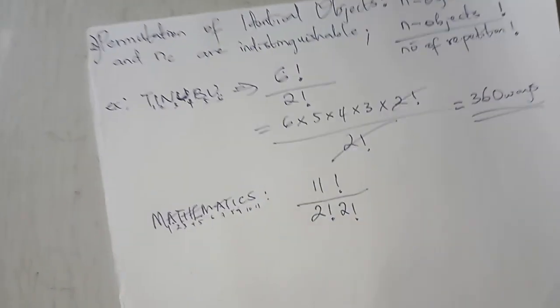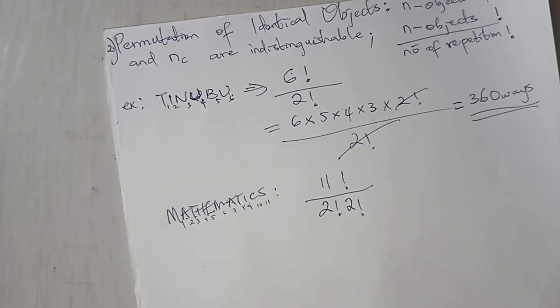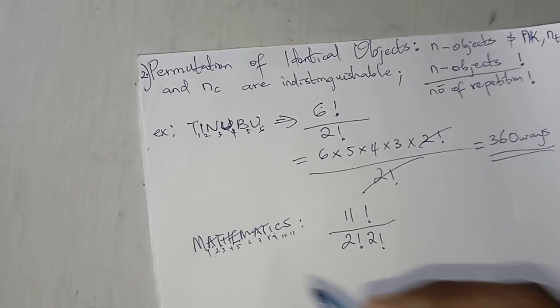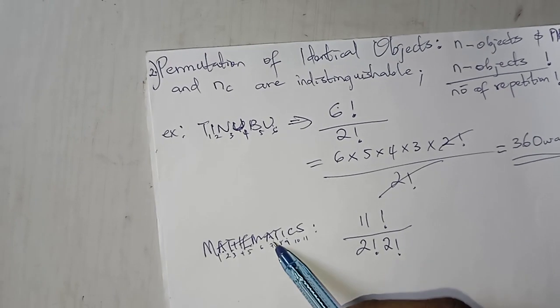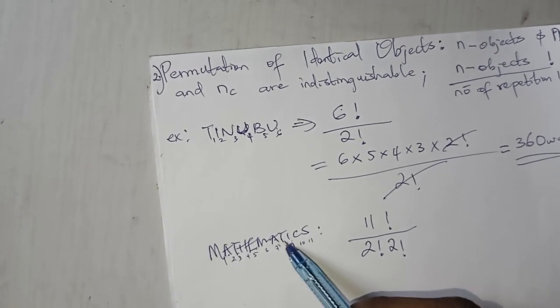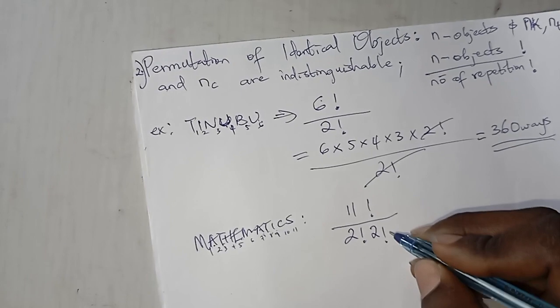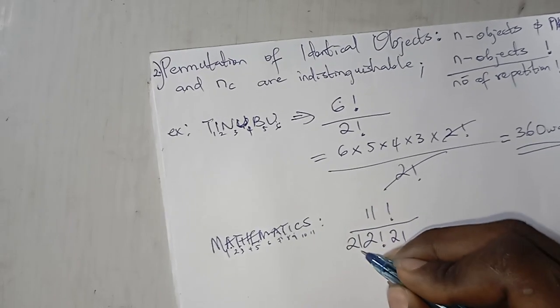What's missing? Wait. So I have A 2 times. I have T 2 times. I have M 2 times. I thought I had counted M. 2 factorial.